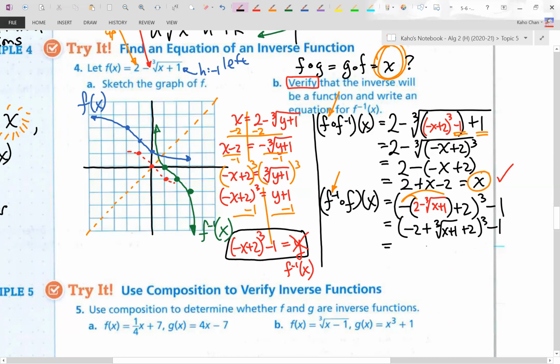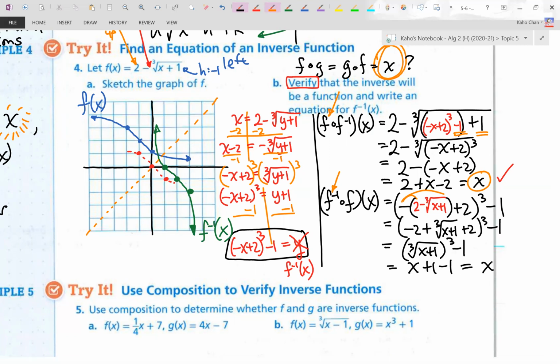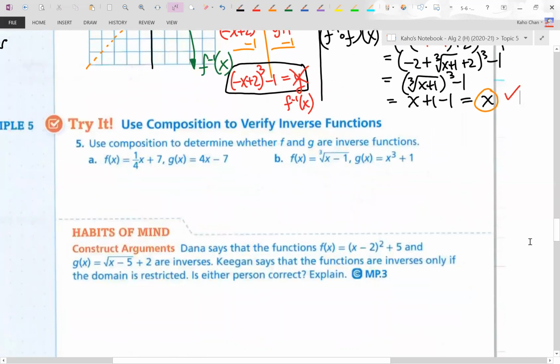Oh, look at that. Negative 2 plus 2 is 0, goes away. Nice. The cube root of that whole thing and the cube cancel each other out. That leaves me with x. And ladies and gentlemen, there's my other half verification. Nice. Any questions?